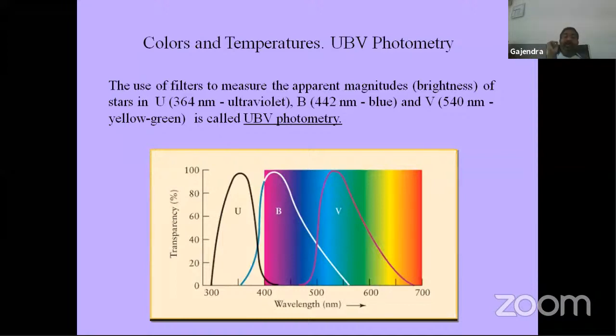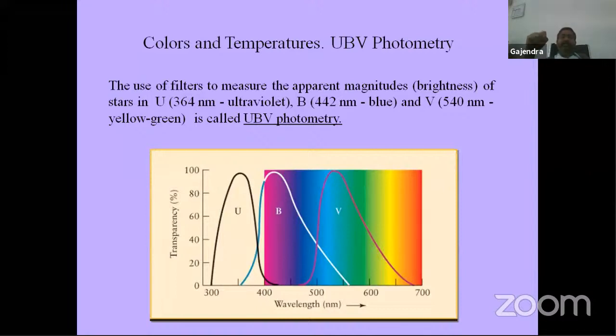So the whole idea of what astronomers do is they observe the stars in, say, U band, B band and V band. V is visual, B is blue and U is ultraviolet. Here you can see roughly, when you observe a star in U band, that means you are allowing only U light to pass, such that your eye only sees the U light, or your detector, you want to record it.